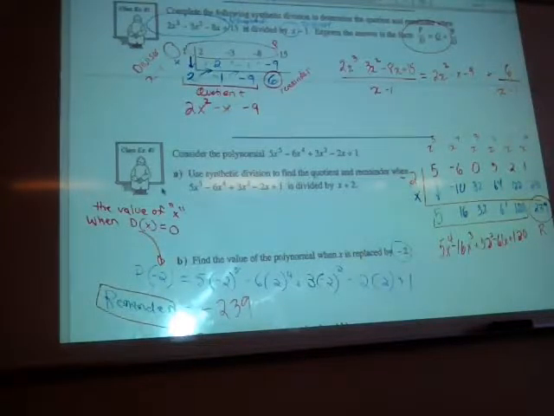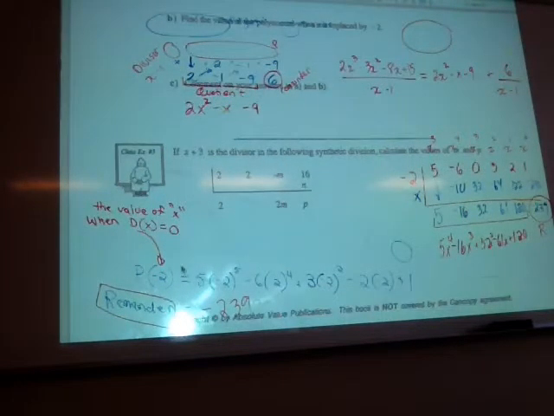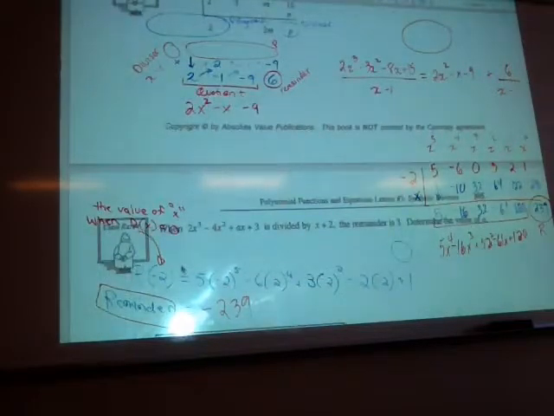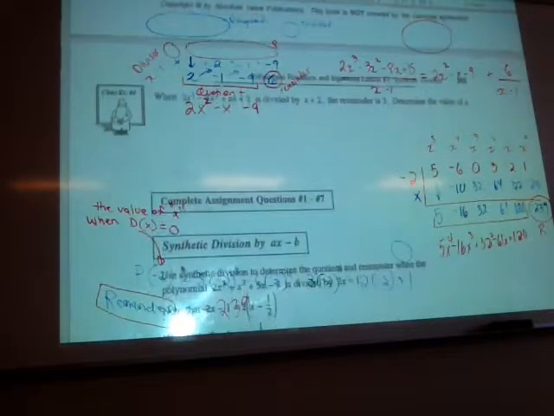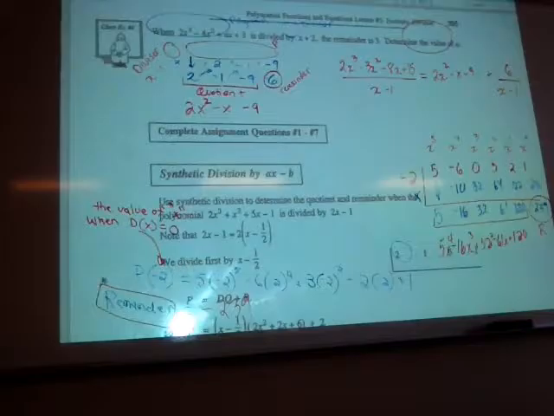Any questions so far? Okay, before we do example 3, based on what we did there, let's go ahead to example 4 and we'll go back to example 3 after.